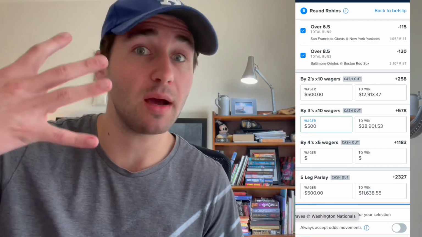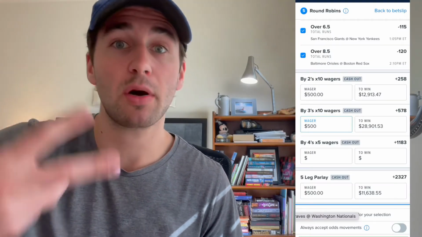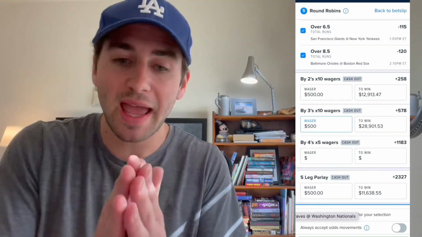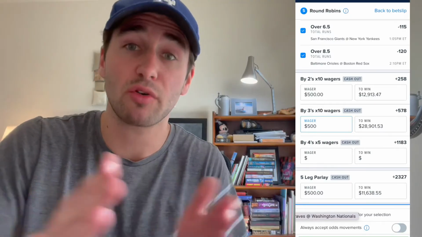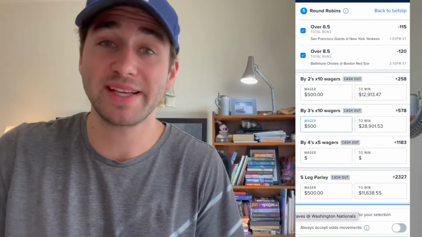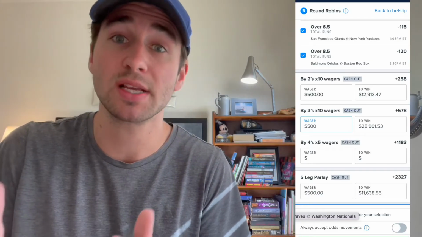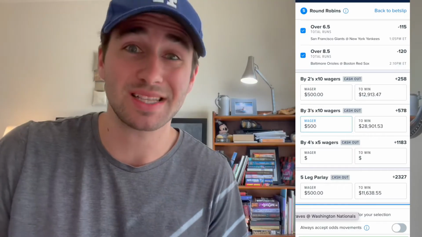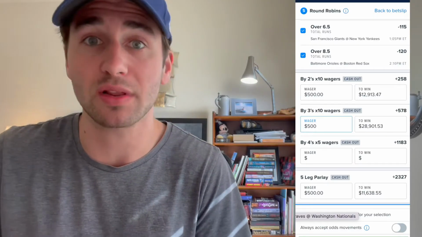Let's say we have 5 picks in our round robin, right? We can either do by 4s, so we can create a bunch of 4-leg parlays, 3-leg parlays, or 2-leg parlays. And again, it just depends on the risk-reward spectrum you want. If you want lower risk, then you should be placing by 2s. You should be placing a series of 2-leg parlays because that's less risky than placing a series of 4-leg parlays.